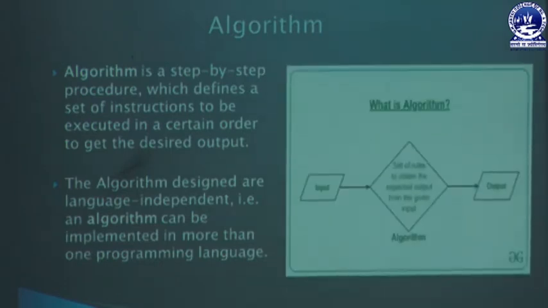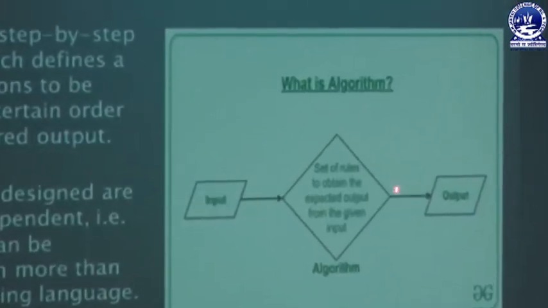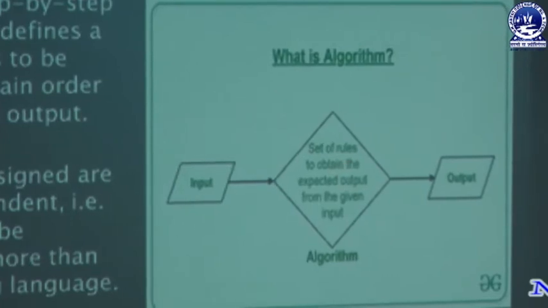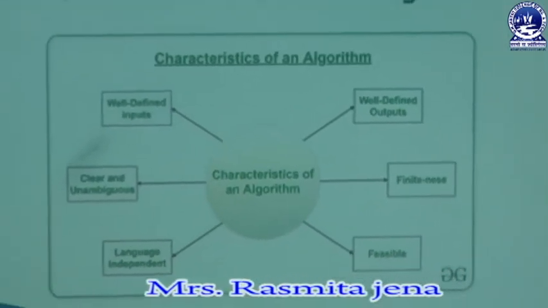You can see this is the function of the algorithm. We must take some input, and these are the set of rules to obtain the expected output from the given input, and this is our required output. This is the flowchart representation of an algorithm. Then let us see the different characteristics of an algorithm.